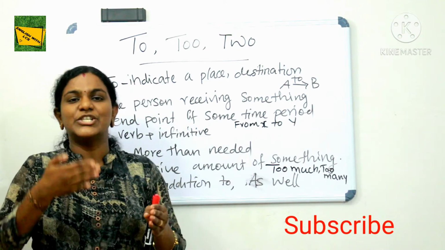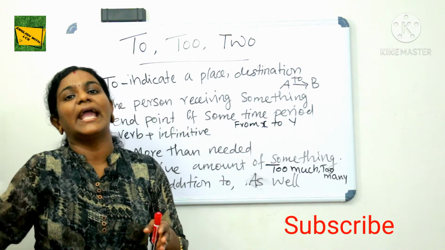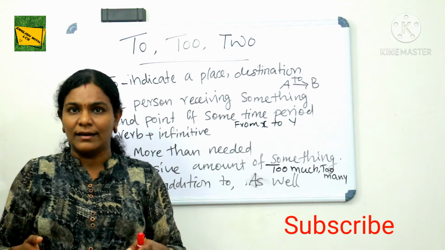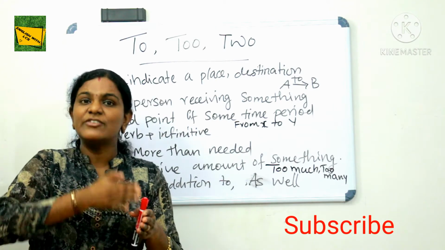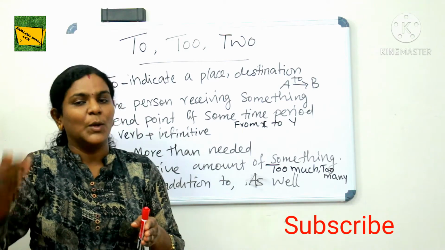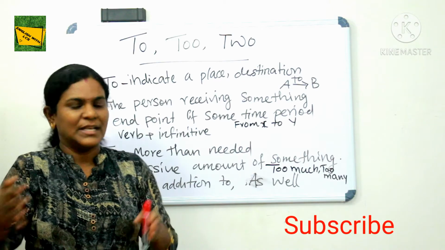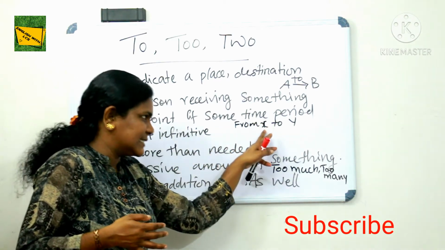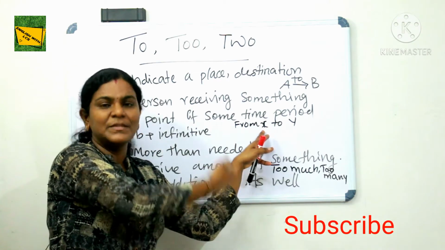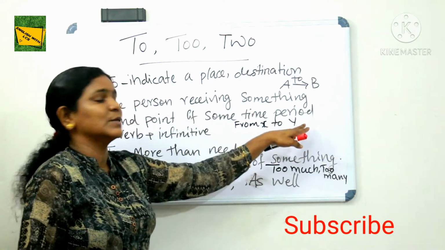For example, she works from 5 p.m. to 8 p.m. That means she had started the work from 5 p.m. and she also had an end point. So in order to indicate that end point, we have to add "to" plus that end point. That means from X, from 5 p.m., she is continuing the work and she had an end point, that is Y.